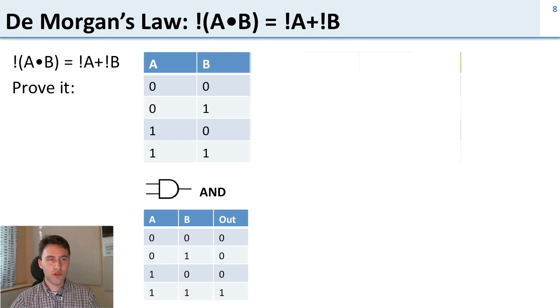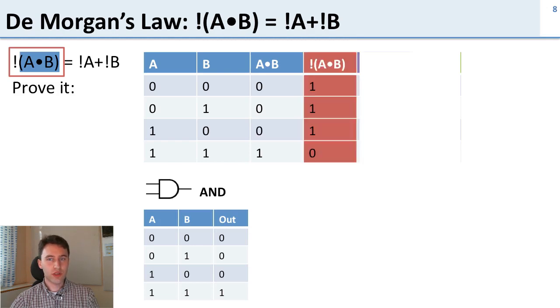So here's the truth table for AND. So we're first going to look at this part of the equation, A and B. And we apply that truth table to our inputs, and here's the result. This is A and B. Now we need to invert it. So now we're going to look at not (A and B). So we're going to invert the results we got there, and here's the answer. Here's what not (A and B) is.